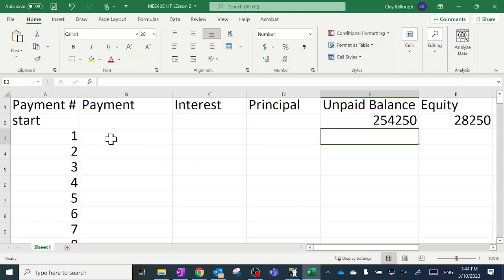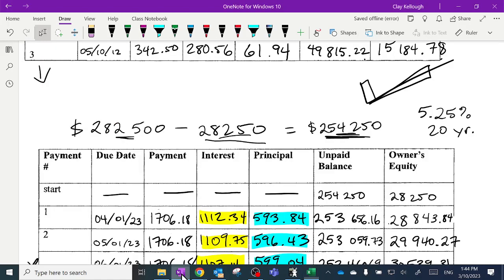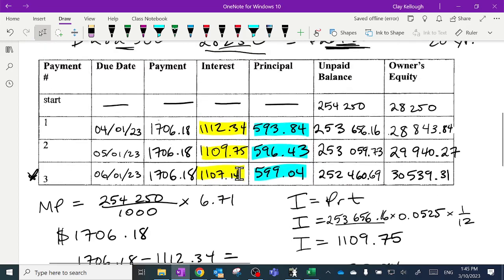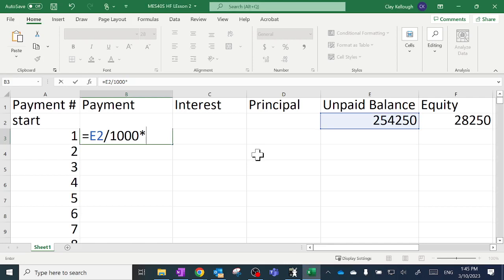So for the payment, I can use the spreadsheet to calculate. What's the payment again? It's the E2 number divided by 1,000 and times, and then I had to go look that number up. That's how good my memory is. Wasn't it 6 point? It was 6.71. That's the table number. You're thinking of the interest rate. The table number goes there. So 6.71. And boom, that's the number.